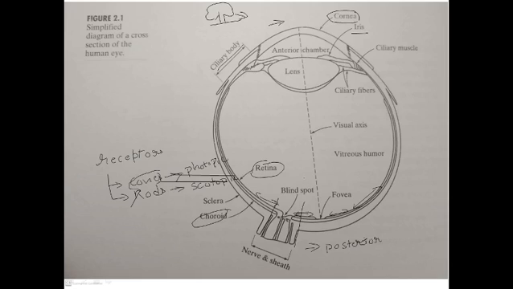So whenever the reflected light falls on this, you will not be able to see that particular image, so it's called a blind spot. Clear with this?